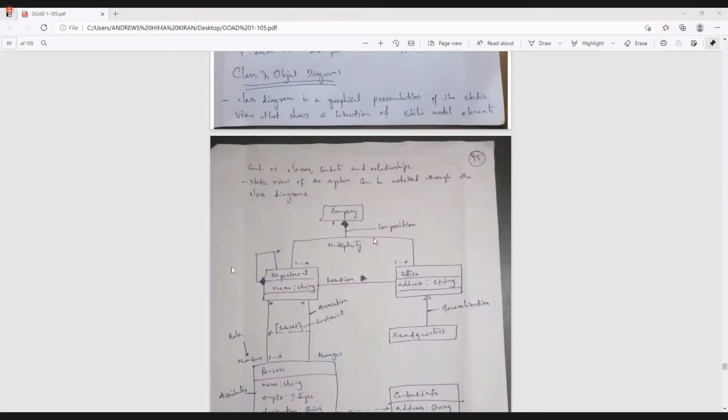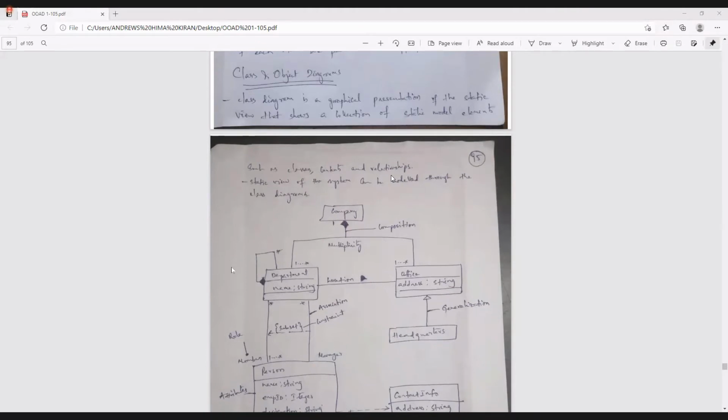Next, class and object diagrams. This is the next topic in your third unit. A class diagram is a representation of the static view that shows a collection of static model elements. As I said previously, a class diagram is considered a static diagram, which we can't change after representing the model or the design once. Examples of static model elements are classes, contents, and their relationships.